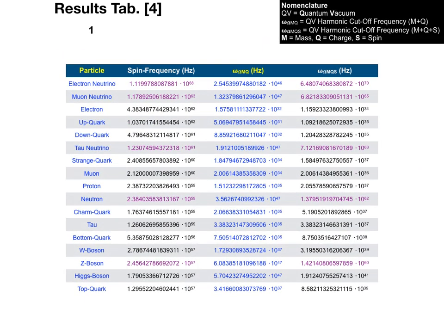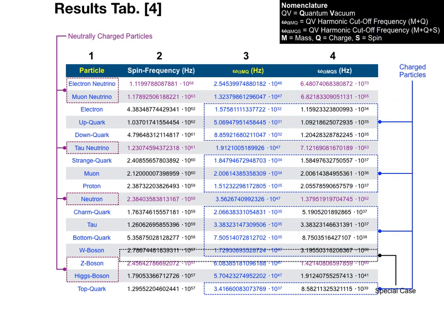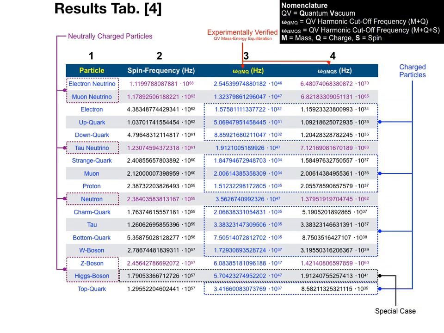In Table 4, we execute a side-by-side frequency comparison. The spin frequency as appears in column 2 denotes the mechanical rotation frequency of each particle. Column 3 specifies the quantum vacuum harmonic cutoff frequency associated with mass and charge. Column 4 specifies the quantum vacuum harmonic cutoff frequency associated with mass, charge and spin angular momentum.